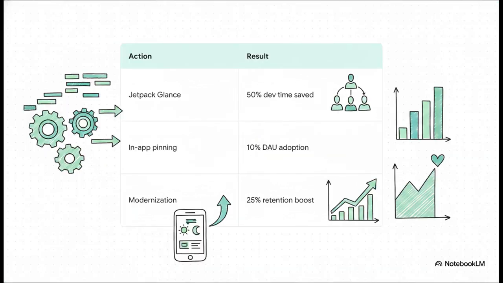Breaking it all down into cause and effect, adopting Jetpack Glance saved them 50% in development time. Combining that with in-app pinning drove a 10% adoption rate among daily active users. And the grand finale, modernizing that widget experience drove a staggering 25% increase in retention for those users. That is an investment that pays massive dividends.